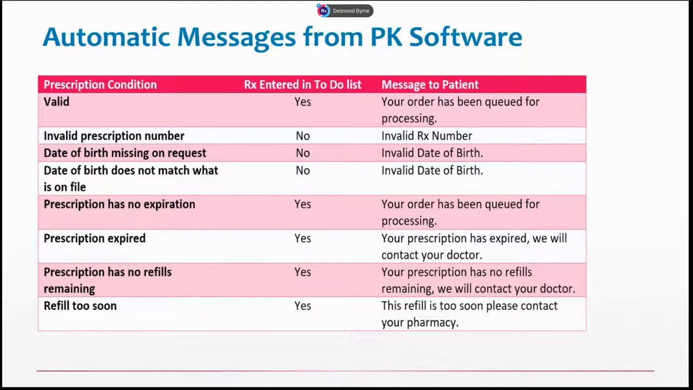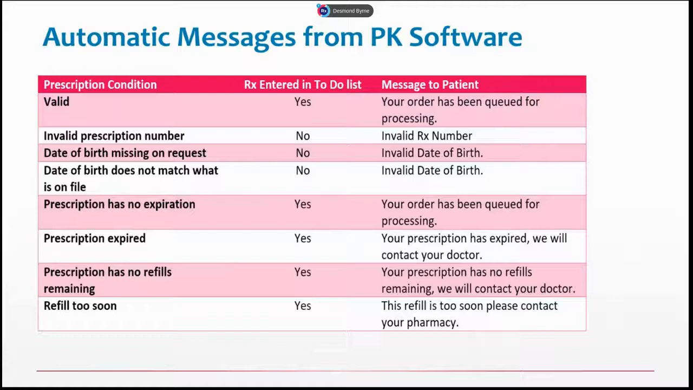Now, there's a whole variety of different messages around that, and I'm going to show them to you in a little bit of detail. There's messages around it being valid or invalid. Invalid ones are typically a message goes back to the patient that it's been rejected, and the script is invalid for a particular reason, and it generally goes back saying it's either an RX number or a date of birth. And as I said, invalid scripts do not get entered into the to-do list.